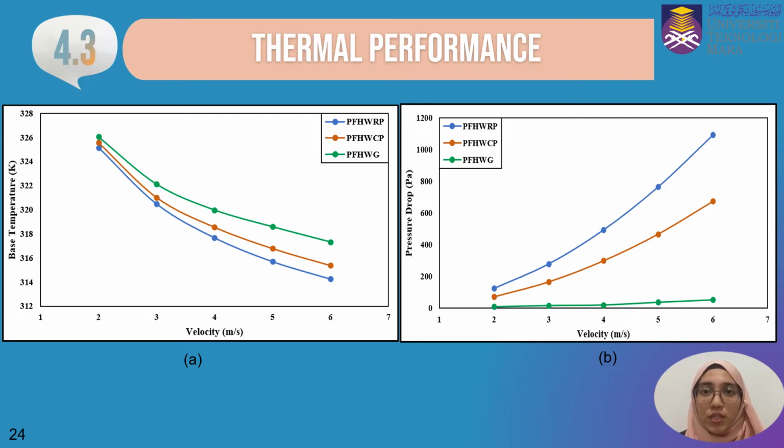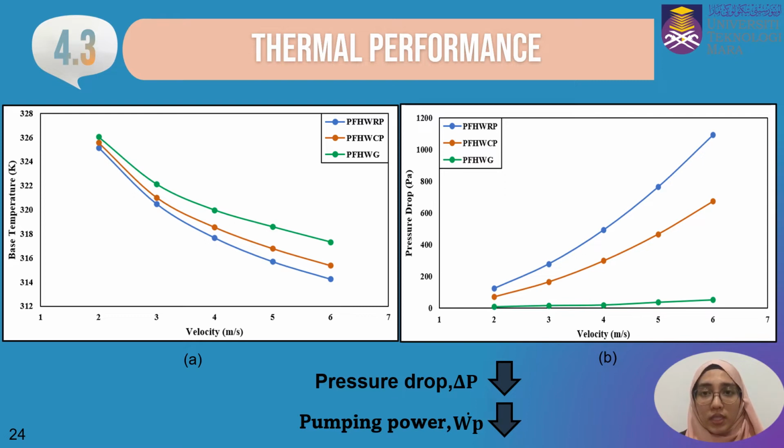Then, graph B shows the pressure drop of 3 heat sinks. It shows that when the air velocity increases, the pressure drop in the heat sink will increase. It shows that the pin-fin heat sink with groove has the lowest pressure drop compared to other design. This pressure drop is one of the important parameters to choose the effective heat sink. This is because when the pressure drop is small, the pumping power to force the fluid to the heat sink is less. It also will save the power consumption toward the heat sink application.